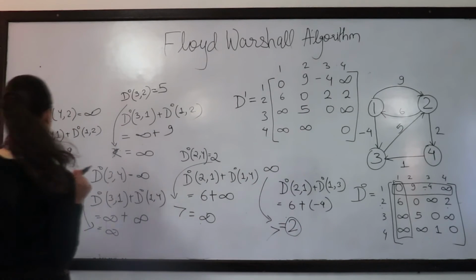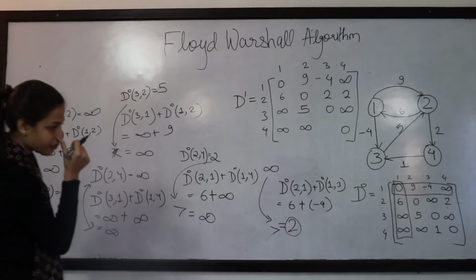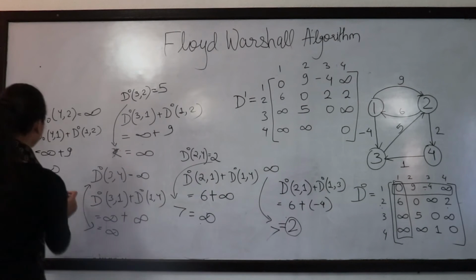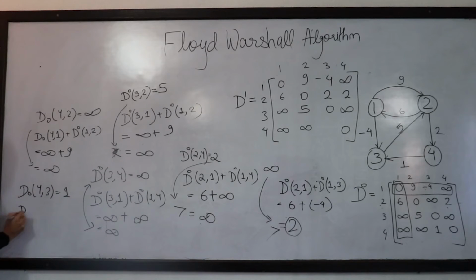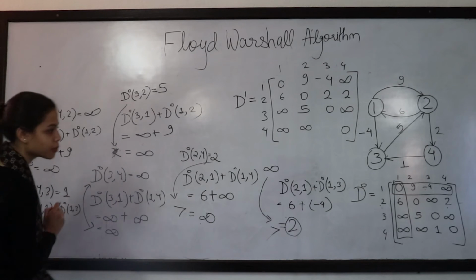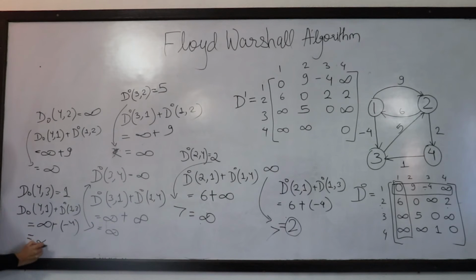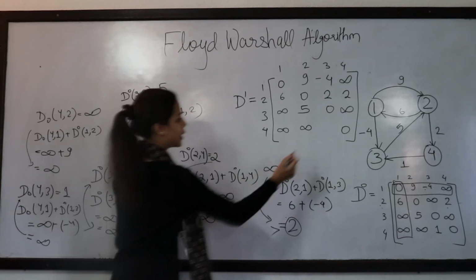Now from 4 to 3, we have 1. Via 1, 4 to 1 we have infinity, and 1 to 3 we have -4, which will be equivalent to infinity. This is greater than 1, so we do not update the value and keep 1 as it is.